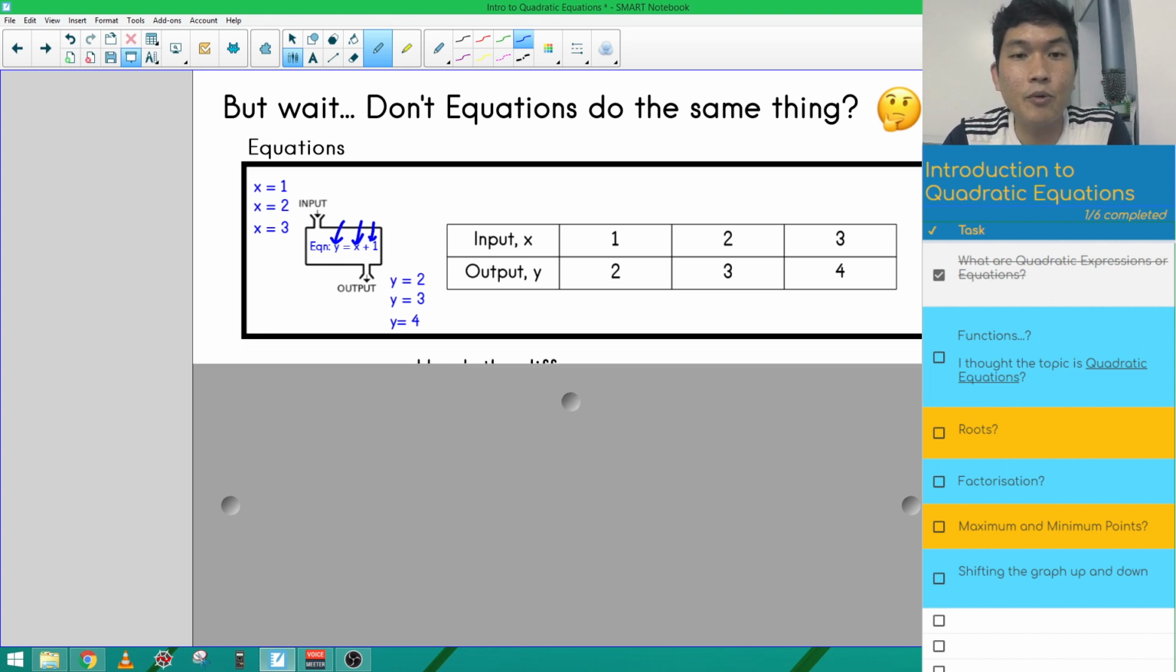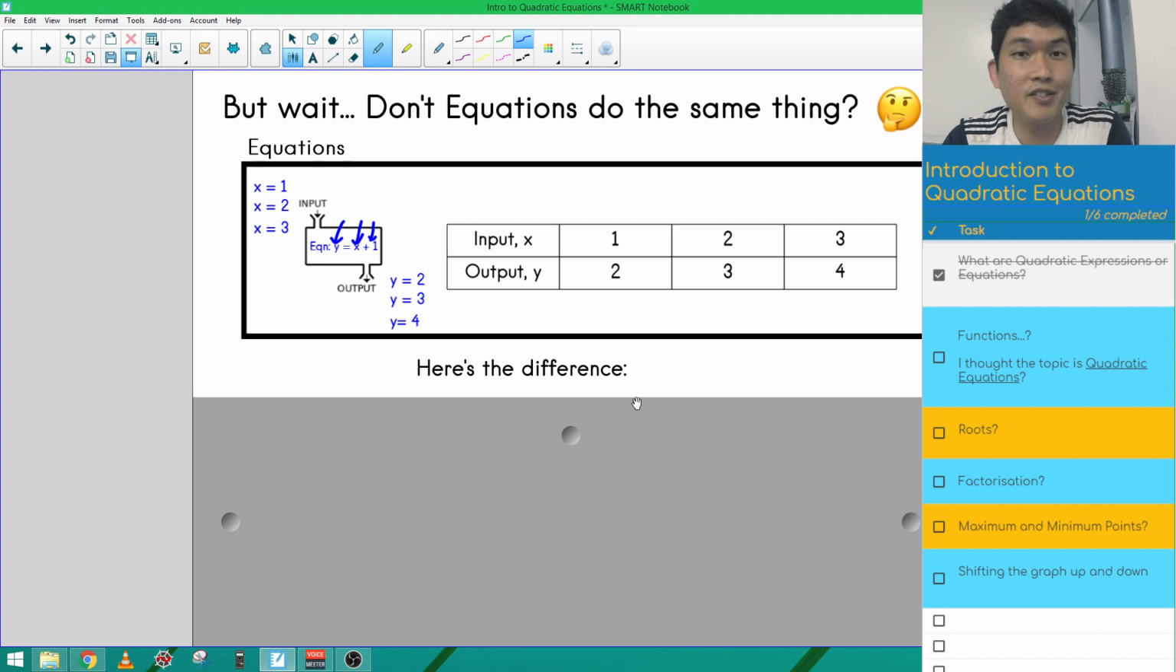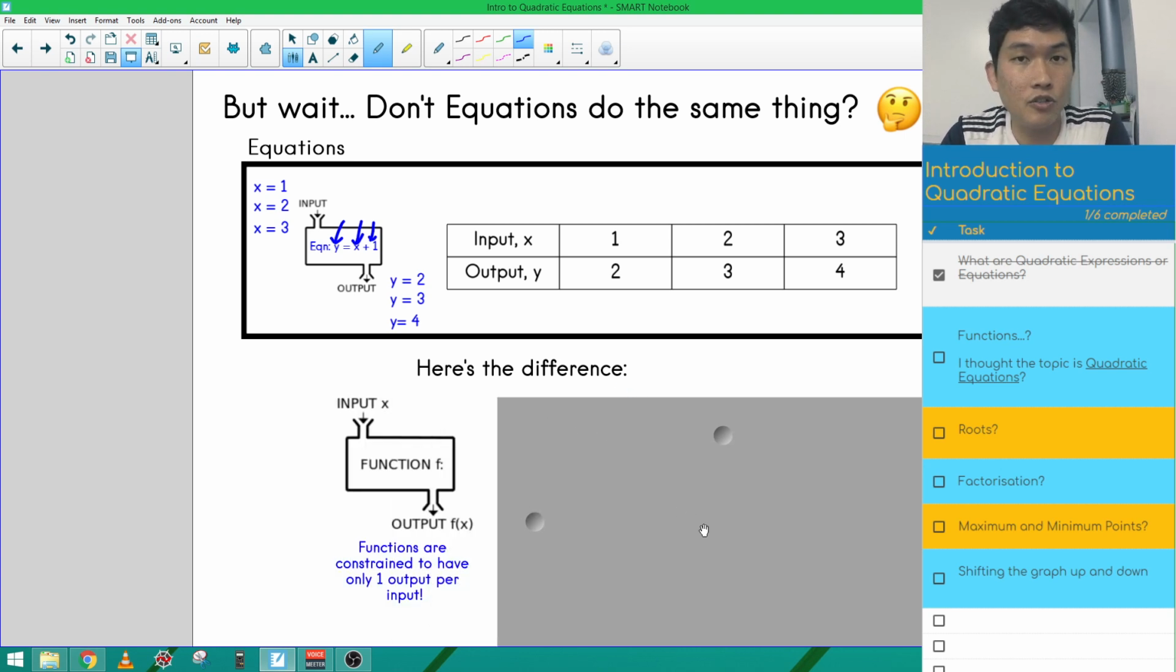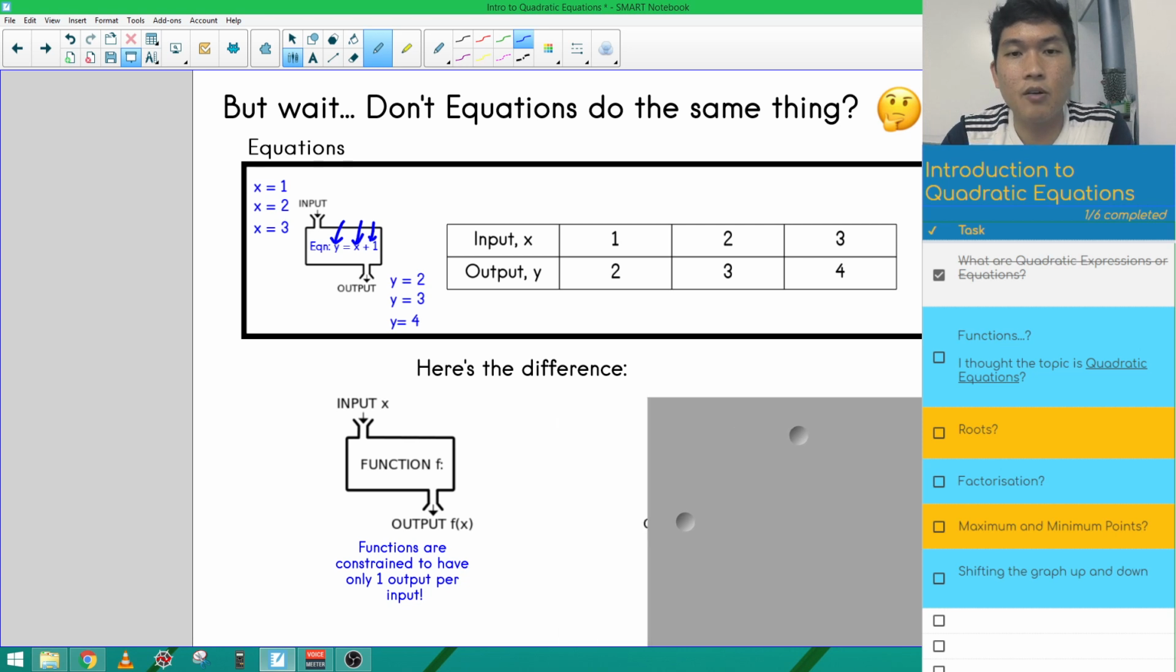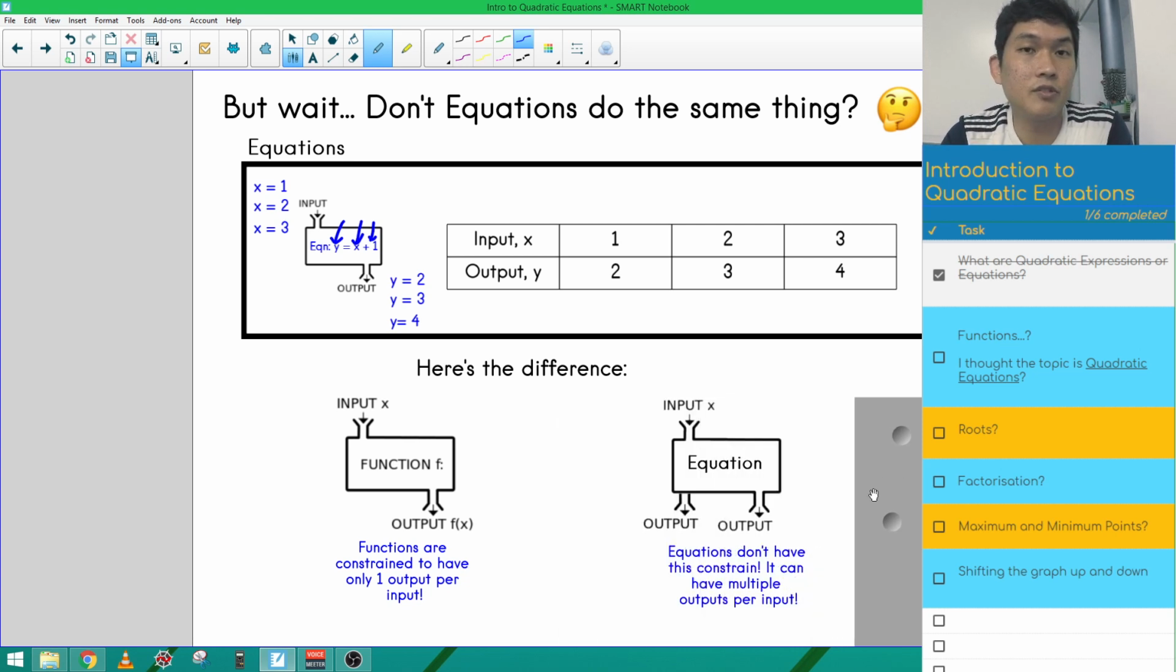And here is where I will tell you the difference between functions and equations. Number one, functions have a constraint to them, and that is they can only have one output. They can only have one output for every input. If I put in an orange, I'll get orange juice. Now, what about equations? Equations are allowed to have multiple outputs for every input. So again, for a function, you put in orange, you get a cup of orange juice. That's fine, we like that.